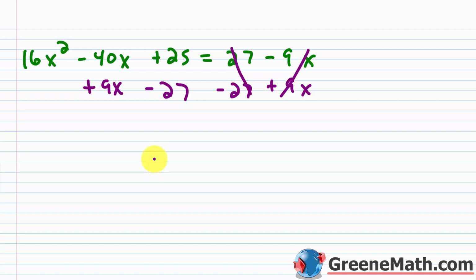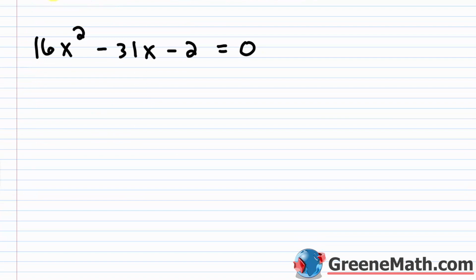So on the left-hand side, I just have my 16x squared. And then negative 40x plus 9x would give me negative 31x. And then 25 minus 27 is minus 2. And this equals 0. Okay, so I'm going to solve this using my quadratic formula. I know that this 16 is my value for A. The negative 31 is my value for B, and the negative 2 is my value for C.